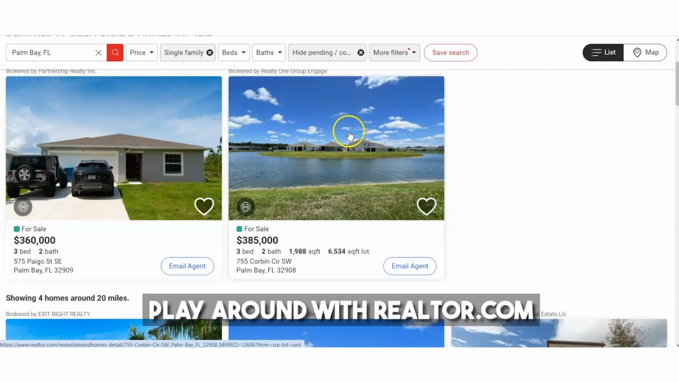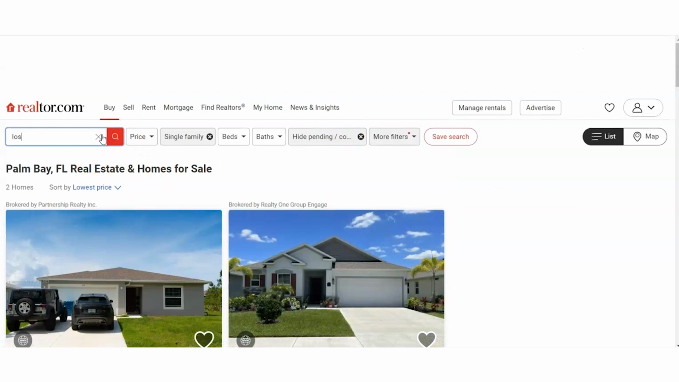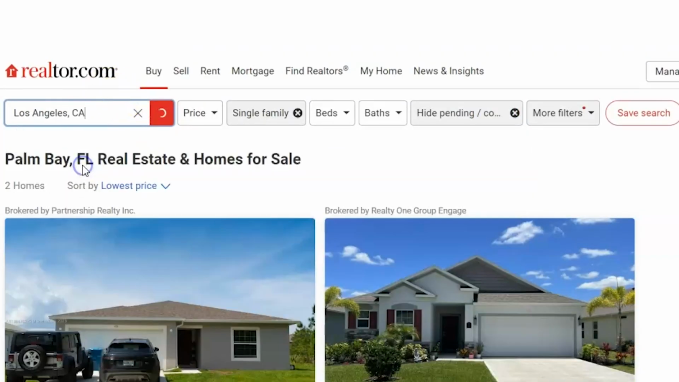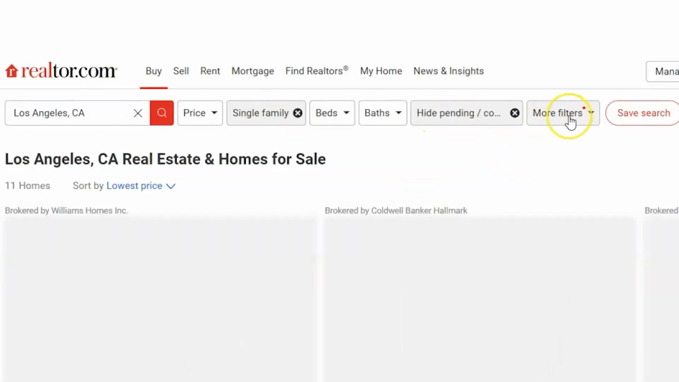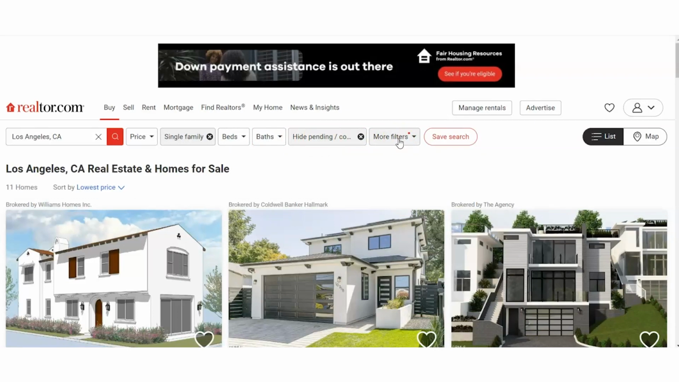All right, so play around with realtors.com. Same principle applies in any market. So whatever city you're in, if you're in Los Angeles, whatever it might be, you can type that in. You can do the exact same thing. Search by what you're looking for, search low to high, and start making offers. All right, so pretty straightforward.